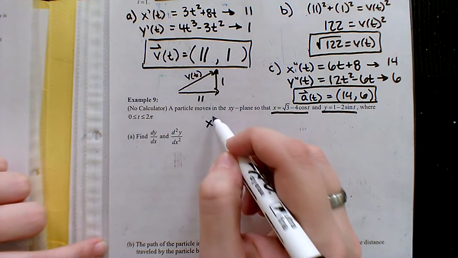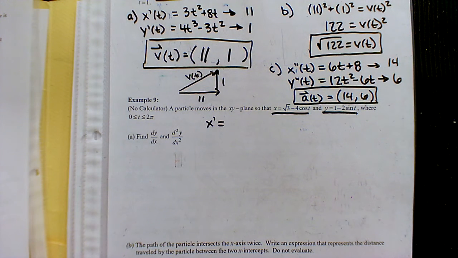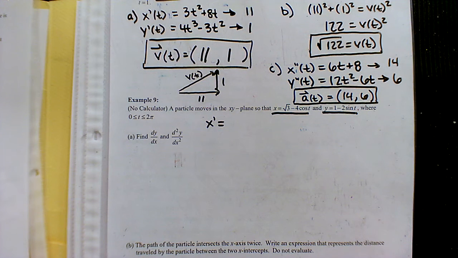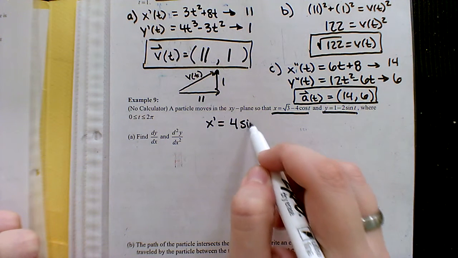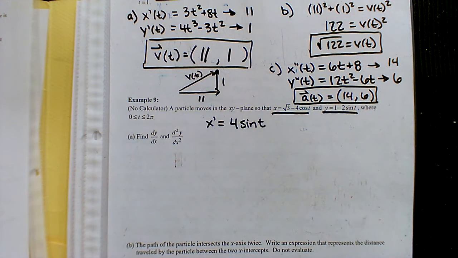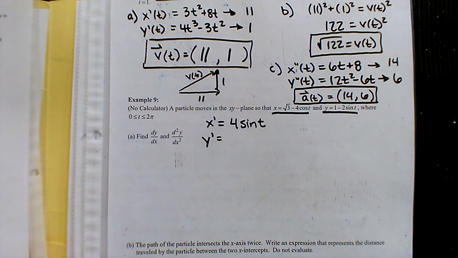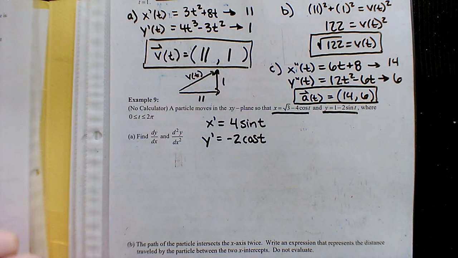Of each. Okay, so we'll do x prime. The derivative of square root of 3 is 0, so it goes away. Then we need to subtract 4 times the derivative of cosine, which is negative sine, so that would change it from a negative to a plus. The derivative of the y equation is negative 2 cosine t.